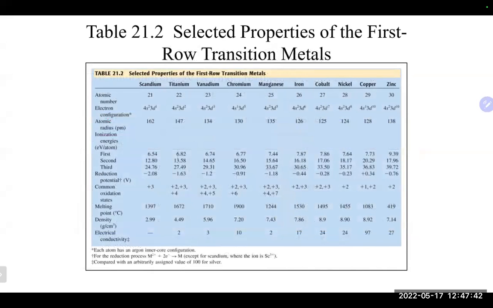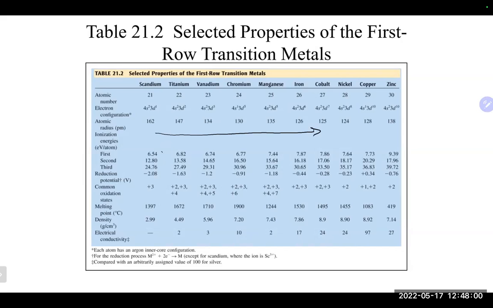Here are some properties of these transition metals. It's clear you should memorize everything on this chart. No, I'm just kidding. But you know some of it, hopefully. Atomic number obviously increases as you go to the right. Electron configuration we talked about. Overall size and radius decreases upwards and to the right on the periodic table.